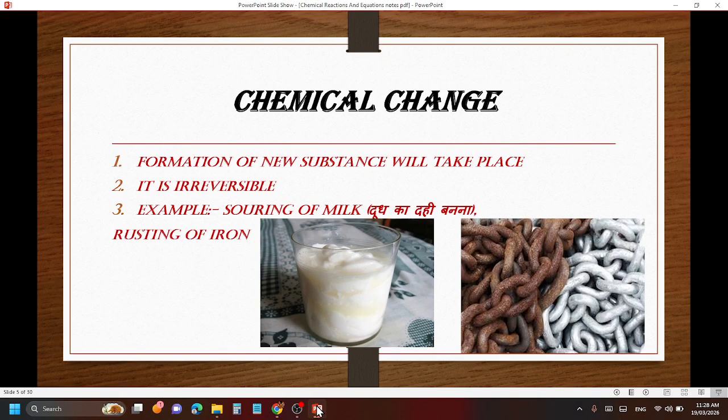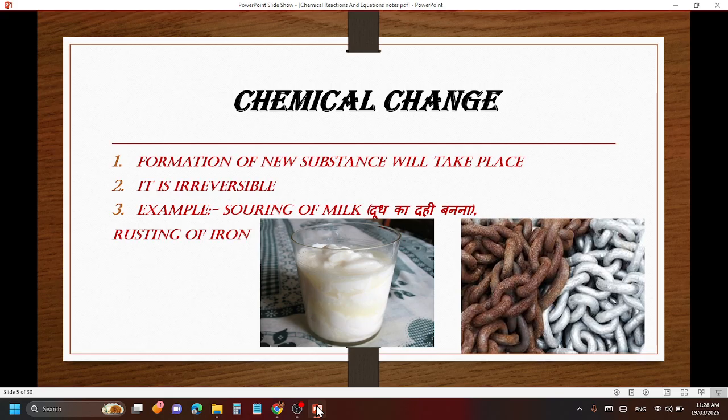So what is chemical change? As the name suggests, chemical. The changes which occur in the chemical properties are called chemical change. As the definition suggests, formation of a new substance will take place. Sometimes you have noticed your mother saying that the milk has turned sour, that souring of milk has taken place. What is that? It means the milk becomes curd. That is called souring of milk. It is a chemical change because milk's chemical property is being changed.